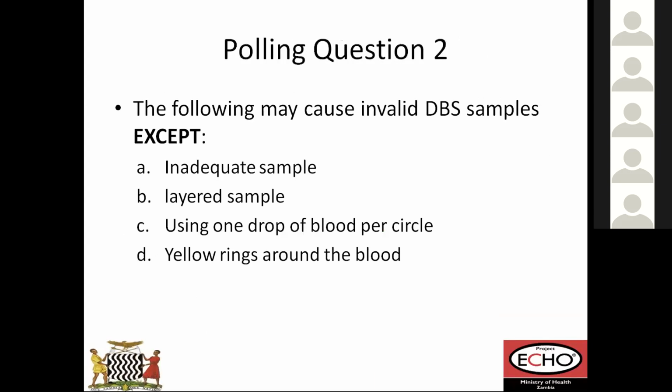Okay, thank you very much. So we are going to the second poll question, and it is as follows. The following may cause invalid DBS samples, except: A, inadequate sample; B, layered sample; C, using 1 drop of blood per circle; D, yellow rings around the blood. So we can go ahead and give our poll.